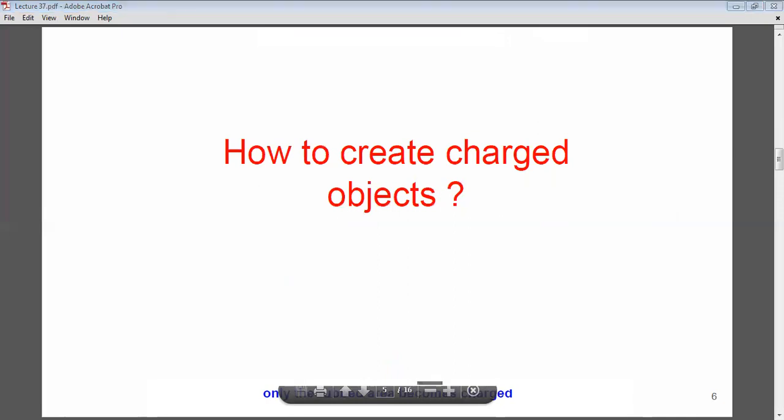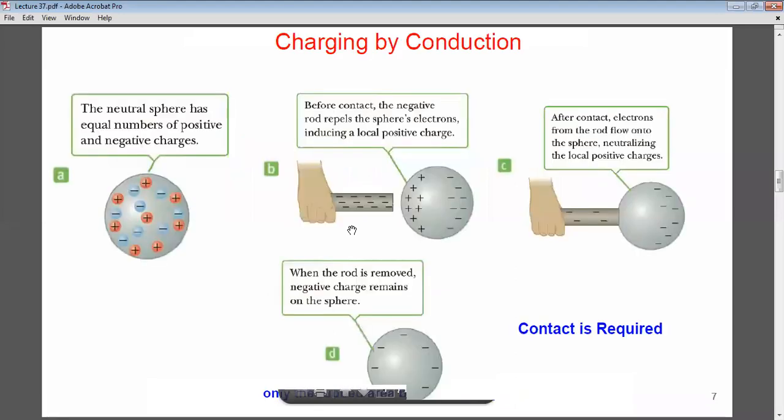How to create charged objects? There are several ways. One of them is charging by conduction. So we start with a neutral sphere. When we say neutral sphere, it means it has equal numbers of positive and negative charges. Then I bring a negative rod, for example. I don't make it touch the sphere immediately. I start by bringing it close to it.